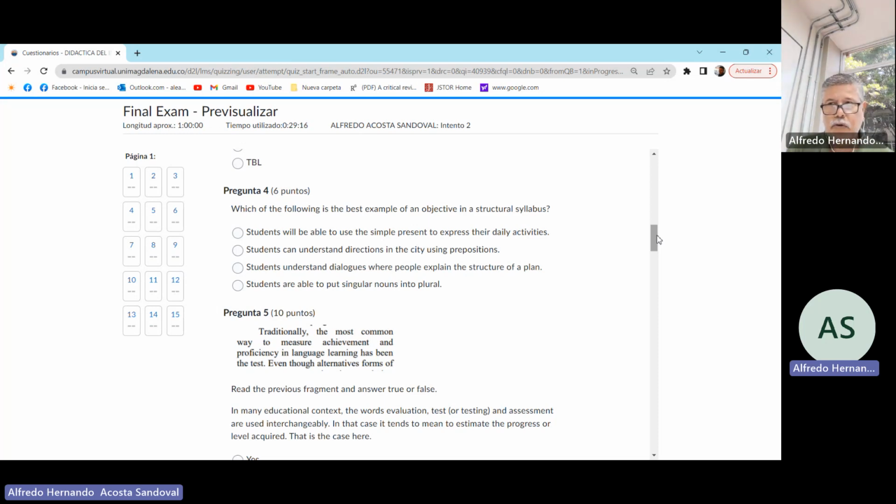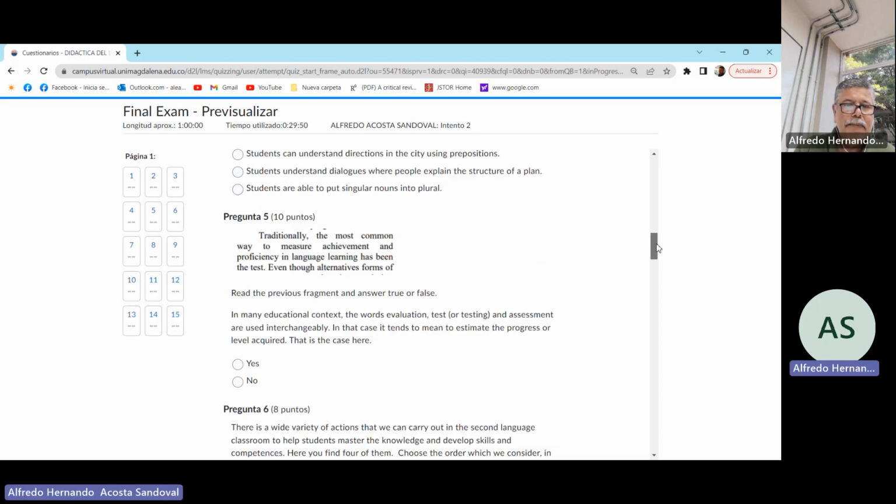Why is this structural? Because it does not reflect the real use of the language. You are not using the language in any sense. You only need to prove that you know how language works, but you're not using the language in any way. So that would be the best example, because of course, in real life, you might find syllabi which are quite in the middle of two kinds of syllabi. Okay.